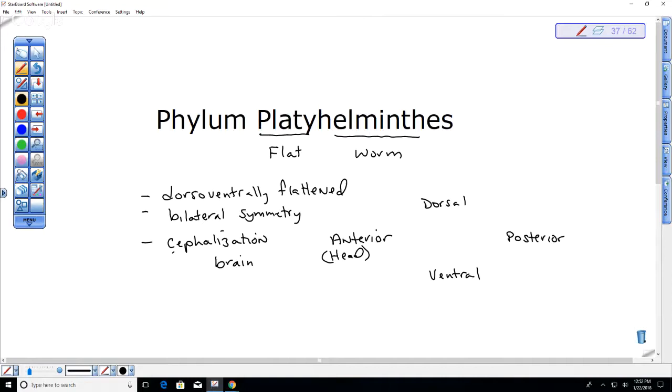The other thing about them is that they have an incomplete digestive tract, just like the sea anemone or the jellyfish, meaning that they have only one opening. So they only have a mouth slash anus, right? Food comes in and food waste products leave through the same opening.